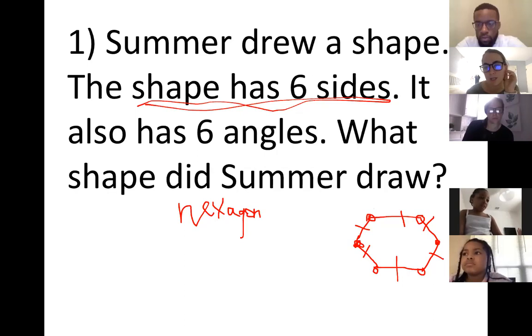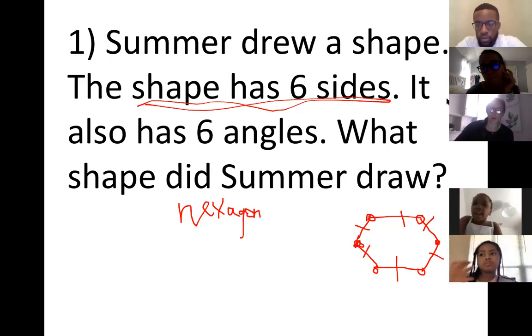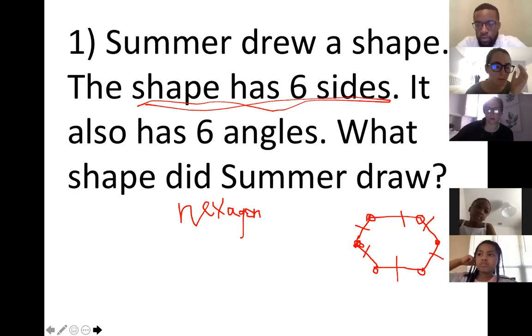Brielle, what's the name of a shape that has 6 sides and 6 angles? The name of the shape that has 6 sides and 6 angles is a hexagon. Great, it's a hexagon. All right.